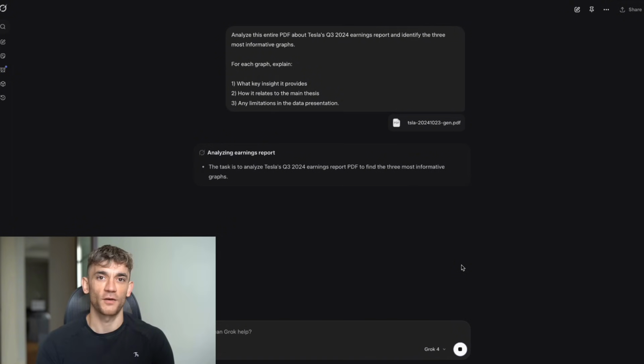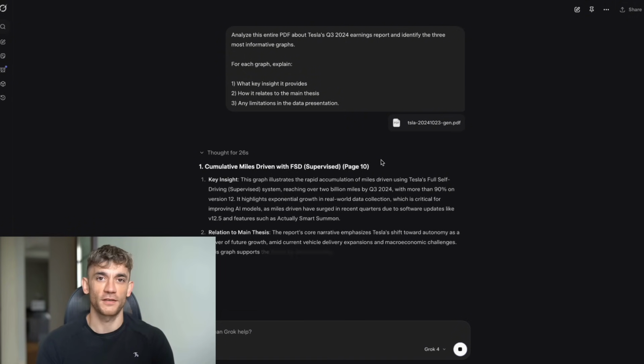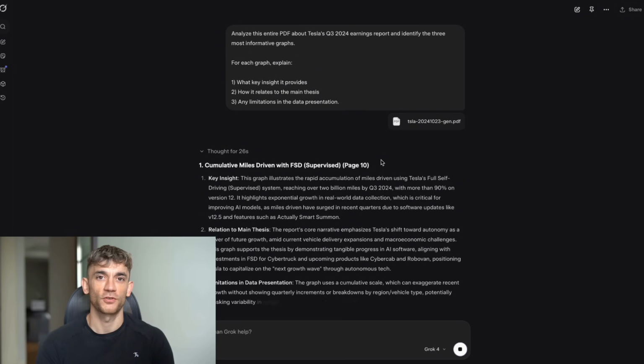What really stood out was how it connected different pieces of information. It didn't just read the graphs. It understood what they meant for Tesla's business strategy. That level of analysis is usually what you pay consultants big money for. The quality of its business analysis tells me Grok 4 was trained well on financial and technical documents. It knows how to read earnings reports, understand metrics, and spot important trends.